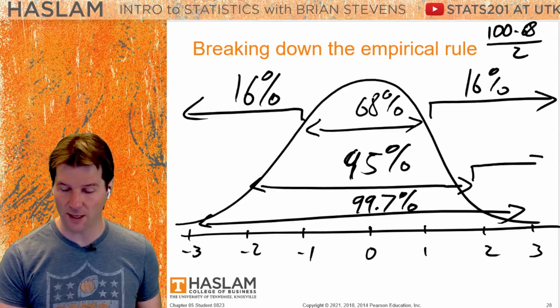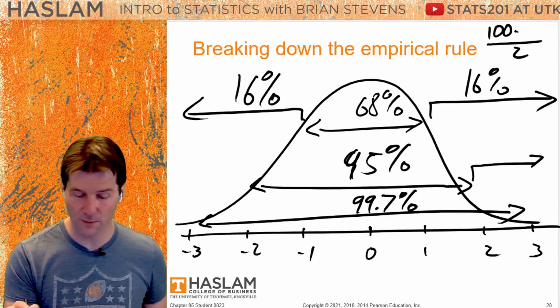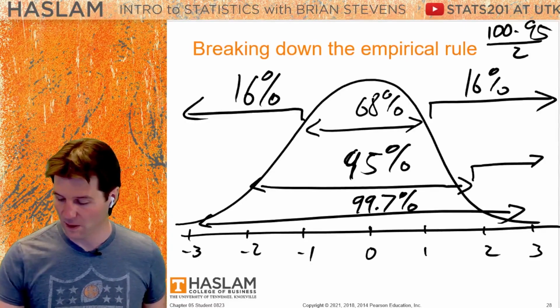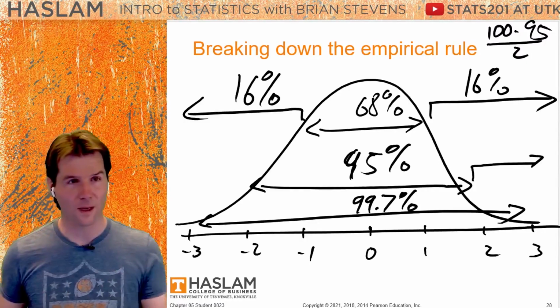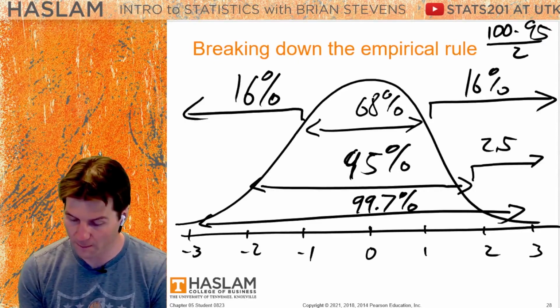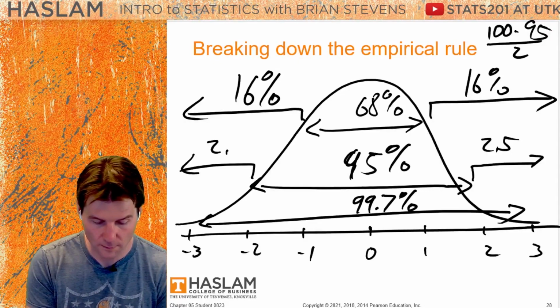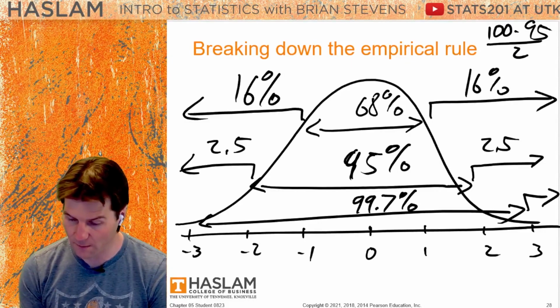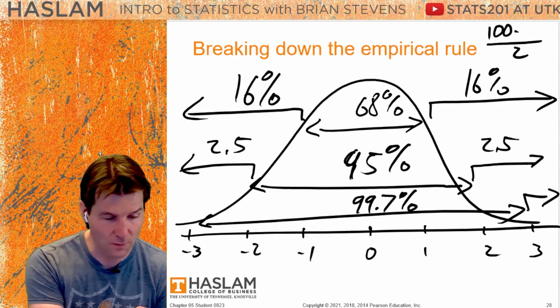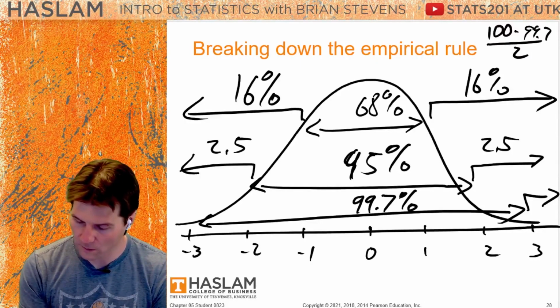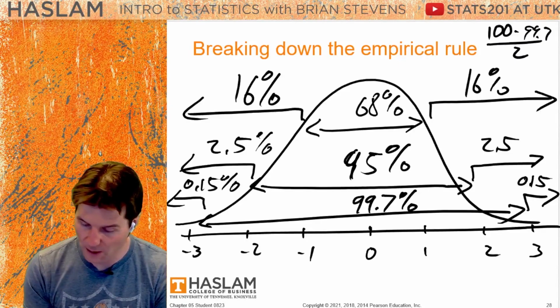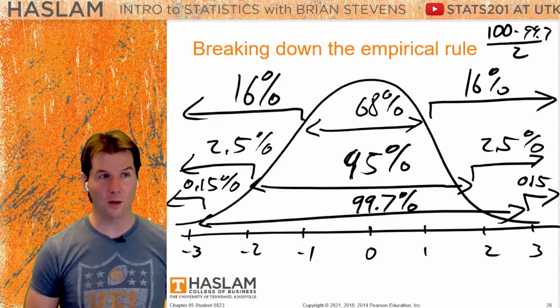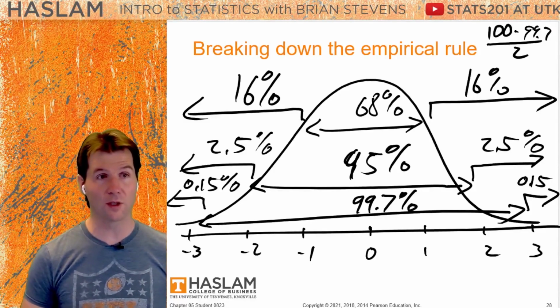We do the same thing for 95. We subtract it from 100, divide by 2, and we get 2.5 on either side. We do the same thing for 99.7. We subtract it from 100, we divide by 2, and we get 0.15, 0.15. That's below -3 and above +3. So what have we found? We've found the area outside of these regions, and this can be very important to use, and I highly suggest writing it down.